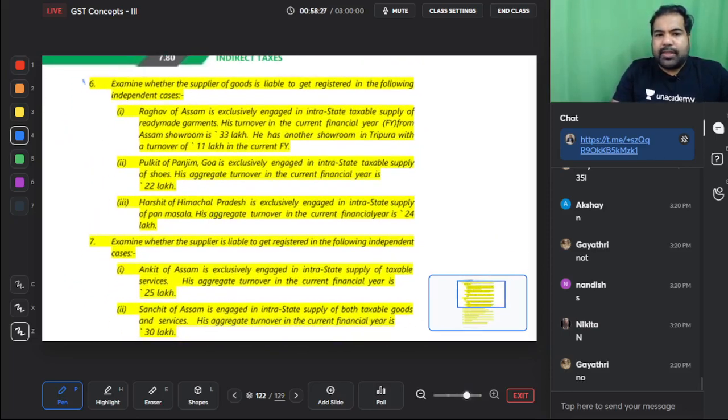The sixth one, examine whether they are liable to get registered. First check 22, then check 24. Over to you all, the first one.